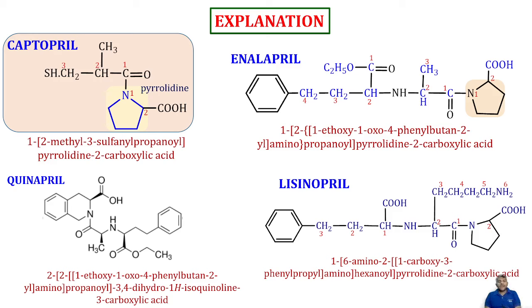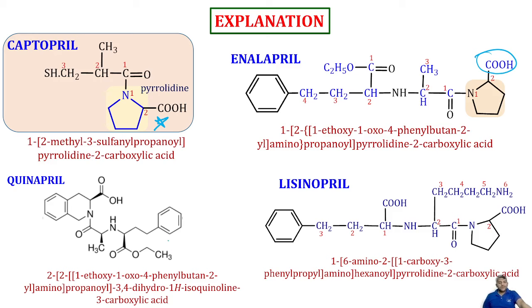So captopril, as you can see, has a pyrrolidine ring with a carboxylic acid at the second position. Then we have enalapril. Enalapril also has a pyrrolidine with a carboxylic acid at the second position. Then after that, you have quinapril.